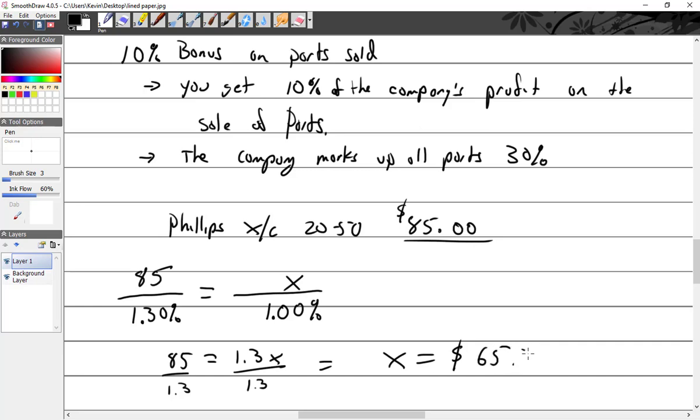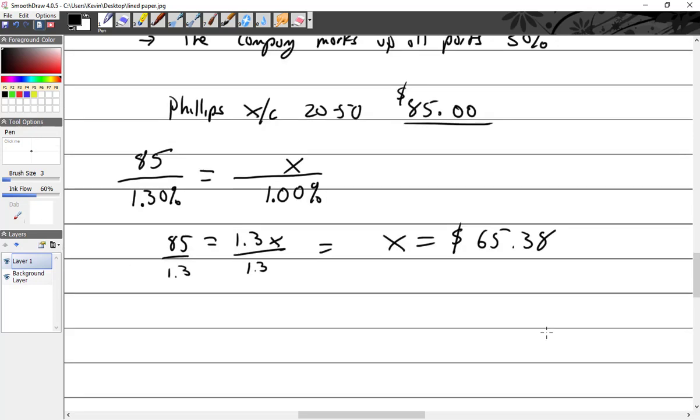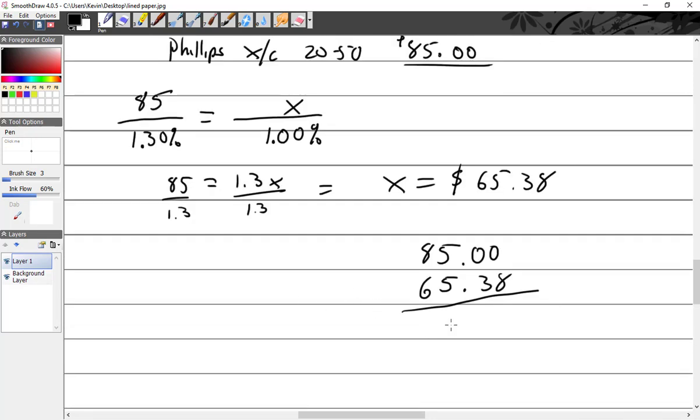$65.38. All right, now armed with that information, what did the company make for a profit? $19.62. Okay, well, they charged the customer $85. It cost them $65.38. So how much is the profit? 19.62. So the company made $19.62. You better be selling a lot of these.